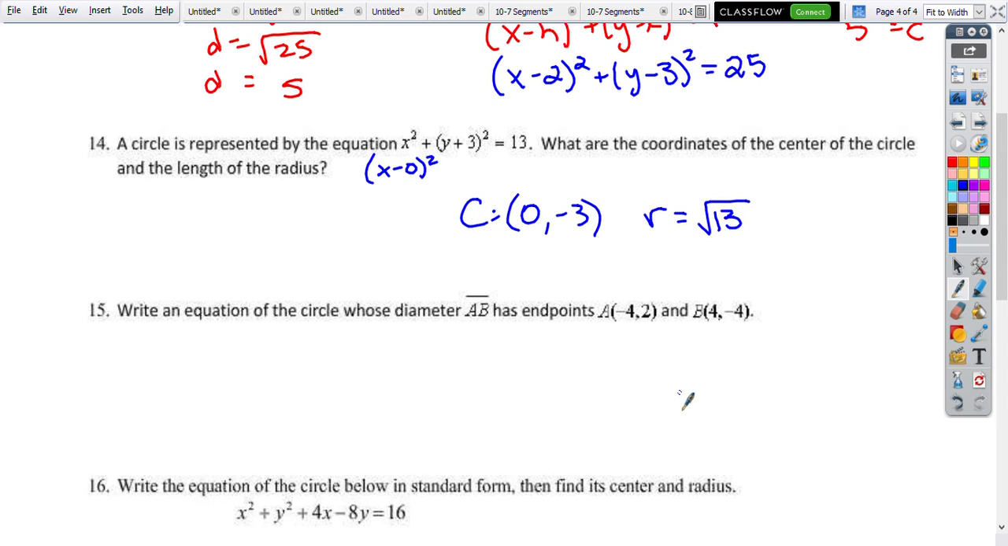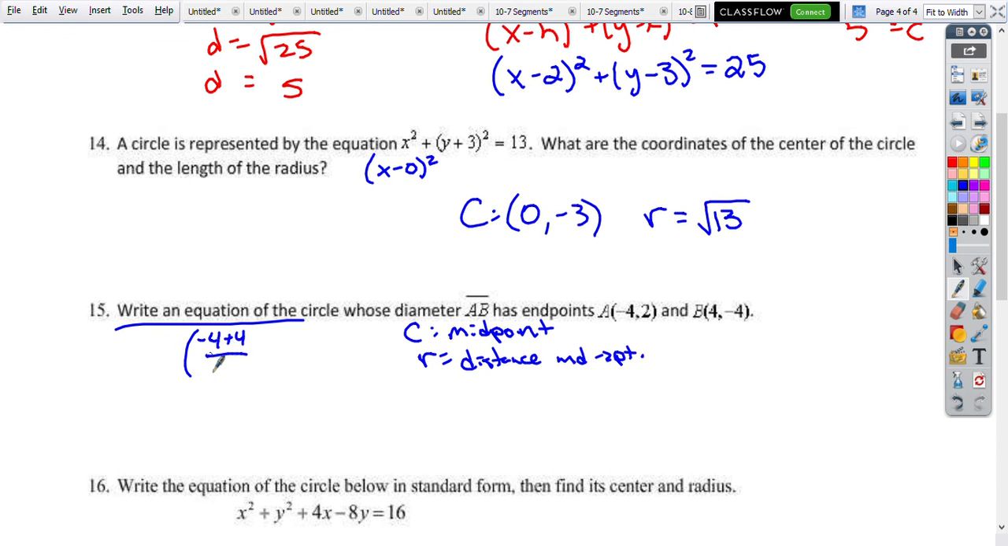Okay. Equation of a circle, given the diameter, so two things we need. The center, remember, is the midpoint, and the radius is the distance from the midpoint to one of the points. That's kind of the easiest way to think of it. Or it's half the distance of AB, so it's up to you. So midpoint is average. So I'm going to do negative 4 plus 4 over 2 for the x's, 2 plus negative 4 over 2. So we got 0 over 2, negative 2 over 2. So the center is the point (0, negative 1).